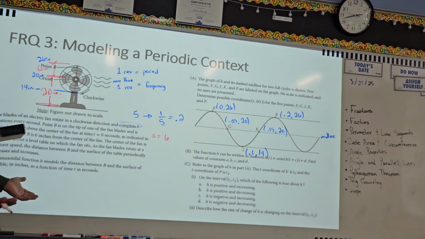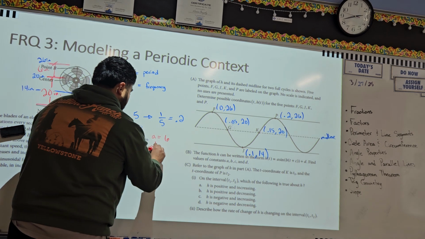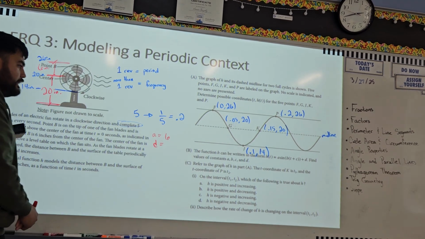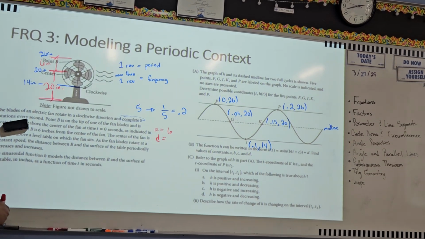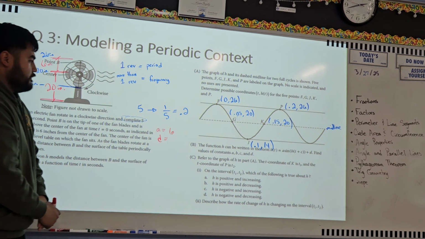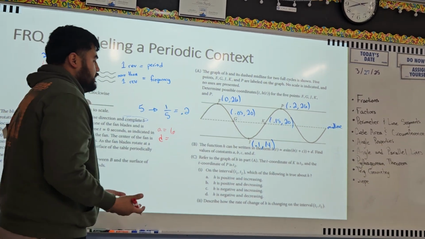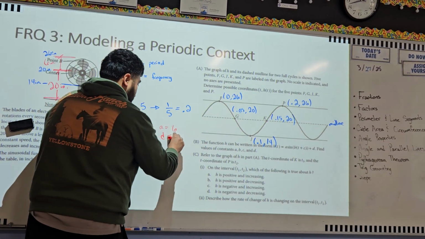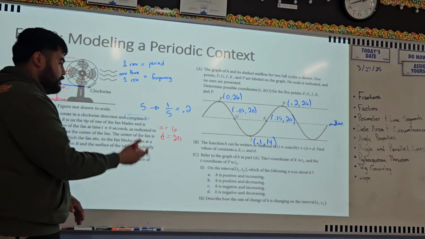What's another easy one? The vertical shift is D. The vertical shift, as you guys know, is also the midline. So what's my midline here? Well, 20. So it's 2 out of the 4.